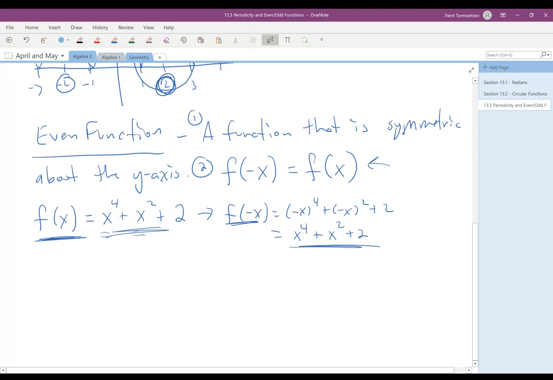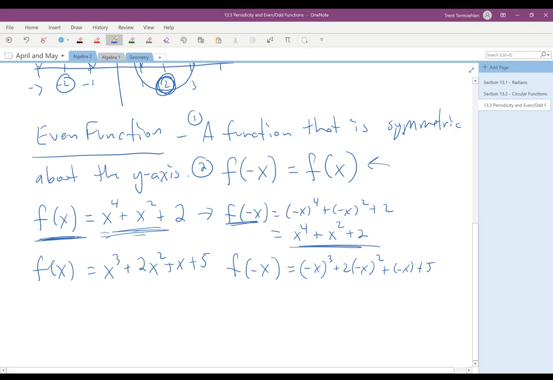If you throw an odd power in there, f of x equals x cubed plus 2x squared plus x plus 5, that is different than f of negative x, because negative x to the third plus 2 times negative x squared plus negative x plus 5 equals negative x cubed plus 2x squared minus x plus 5. So even though the 2x squared and the 5 are the same, these terms are now negative, and so this is not an even function. That's where the term even function comes from.